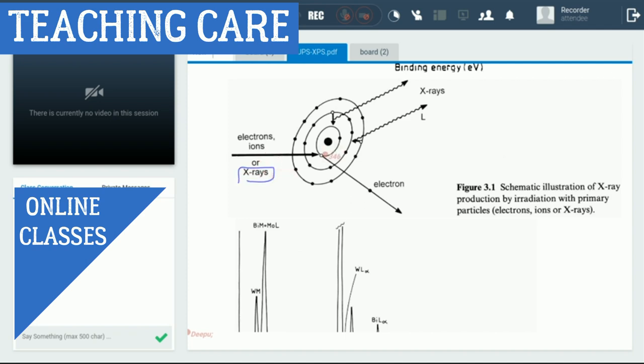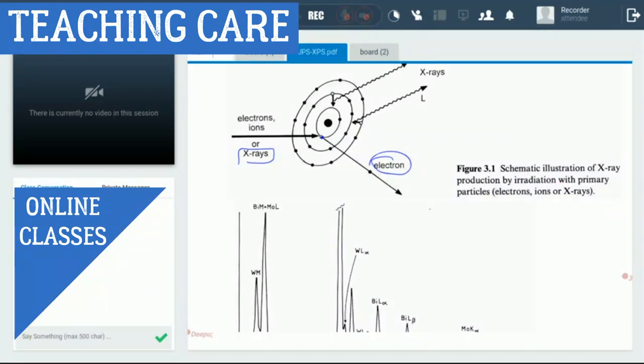This is the X-ray which is hitting on this core electron, and the electron is escaping with a particular velocity. Here also, one electron is escaping. Binding energy depends on which orbit it is, first one, second one, third one, correct. So it is going to affect the core, the primary particle. It is hitting on all the electrons.